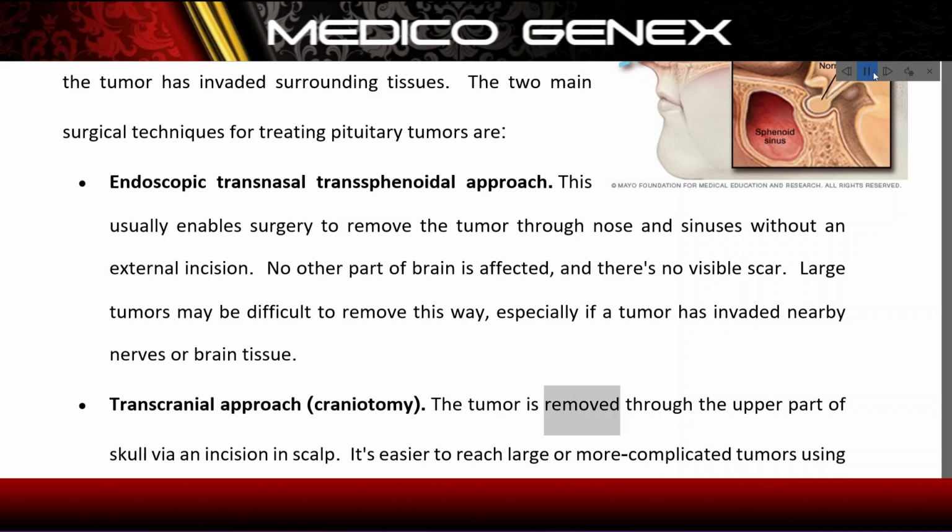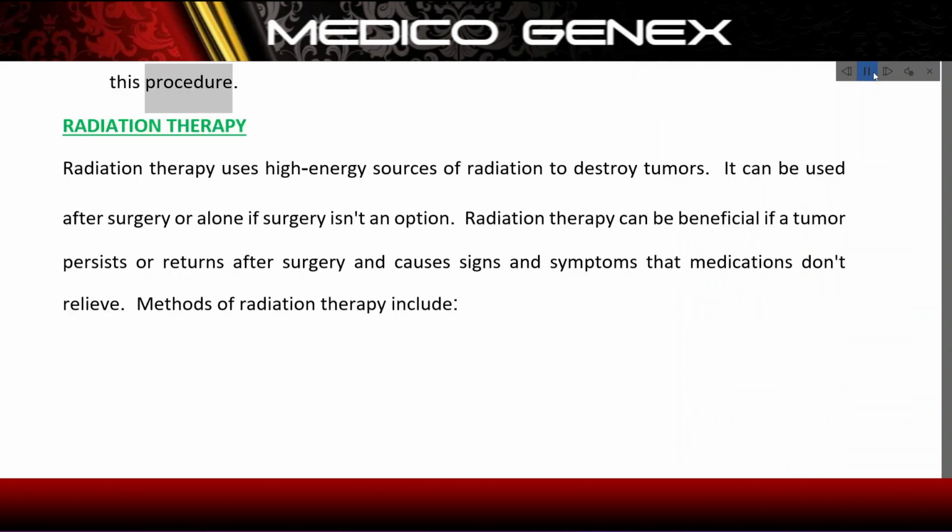The tumor is removed through the upper part of the skull via an incision in the scalp. It's easier to reach large or more complicated tumors using this procedure. Radiation therapy. Radiation therapy uses high-energy sources of radiation to destroy tumors. It can be used after surgery or alone if surgery isn't an option.